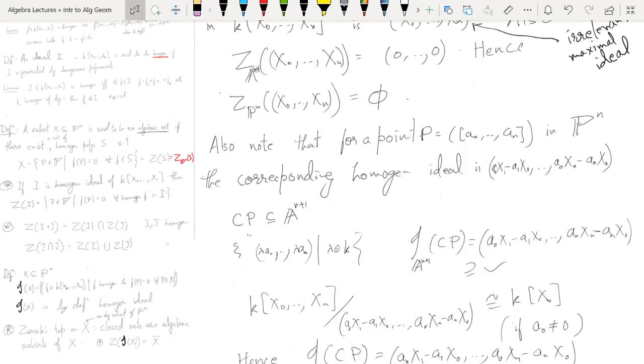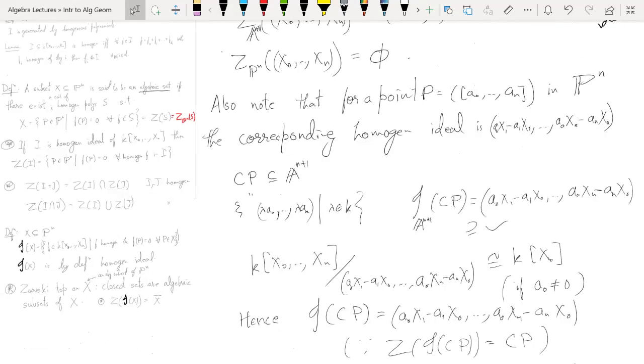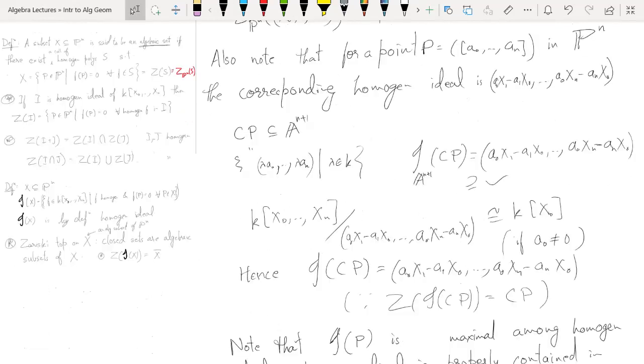And so I think we discussed this as well. So for a point P in Pn, maybe for P1 we discussed this. So if you have (a0, ..., an), a point in Pn, then the corresponding homogeneous ideal is given by this thing. Yeah, so maybe we'll argue this out. It is given by (a0 x1 minus a1 x0, a0 x2 minus a2 x0, and so on, a0 xn minus an x0). So in fact, you can check that.